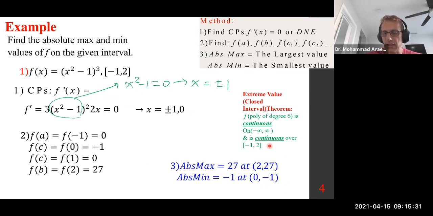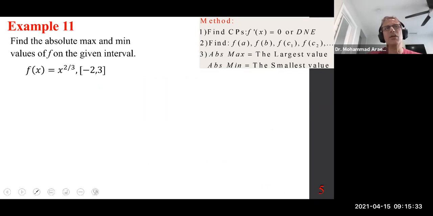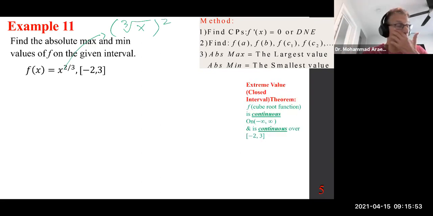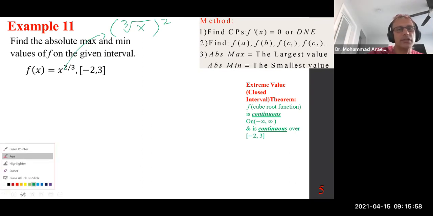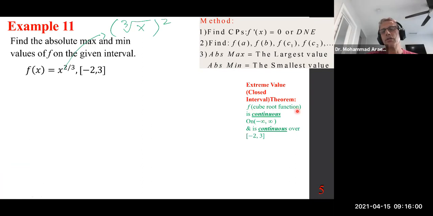Having said that, we're going to quickly repeat a similar question. I don't want to spend too much time on that. I want you to recognize this is a cube root that is being raised to the power of 2. If need be, you can rewrite this as the cube root of x squared. So the domain is all real numbers. Therefore, it's continuous from -2 to 3. That's the first thing. So it's a cube root function, the domain is all real numbers, continuous from -2 to 3.